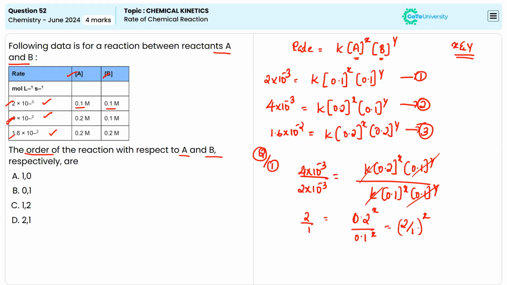So 2 by 1 is equal to 2 by 1 raised to X, which means we can conclude the X value will be 1. Here the Y terms are cancelling, which means the Y value will be 0. So the value of X is 1. Now we have to find the value of Y. We can substitute the value of X in any of the equations, and then calculate the value of Y. If you do that, you will get Y equal to 2. So the correct answer will be option C.